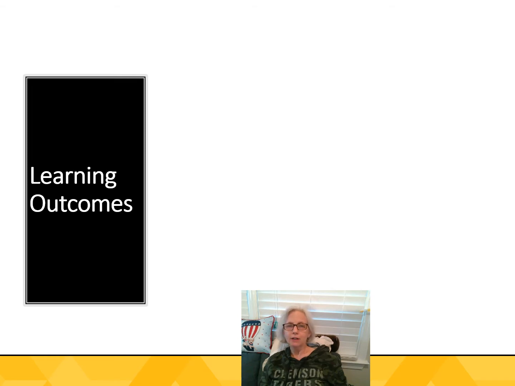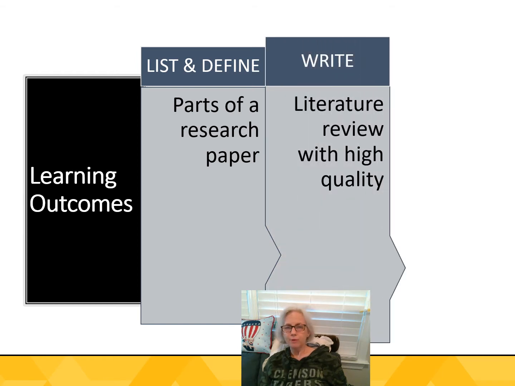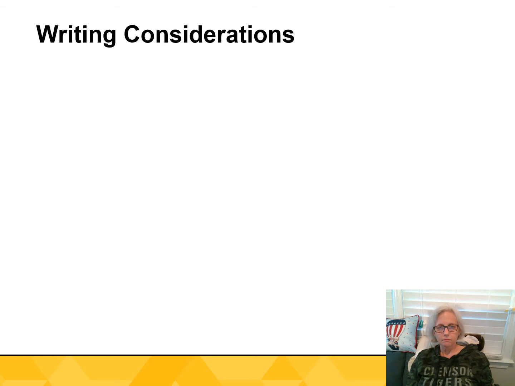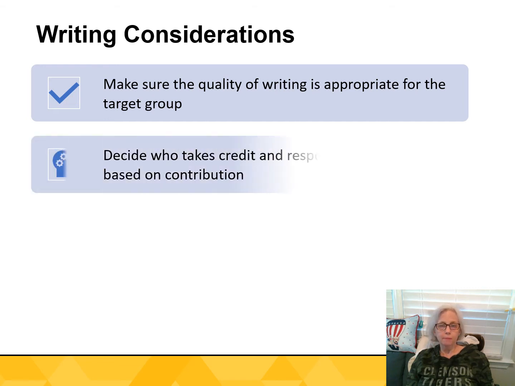The learning outcomes include: list and define the parts of a research paper, write a literature review with high quality, and create a title page, abstract, intro, literature review, conclusion, and references section. When writing, you should make sure that the quality is appropriate for the groups who will read your work.